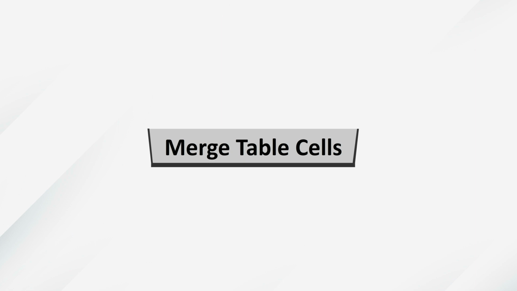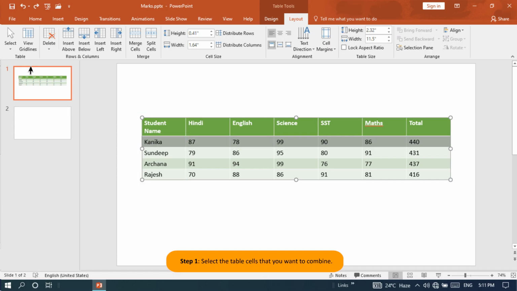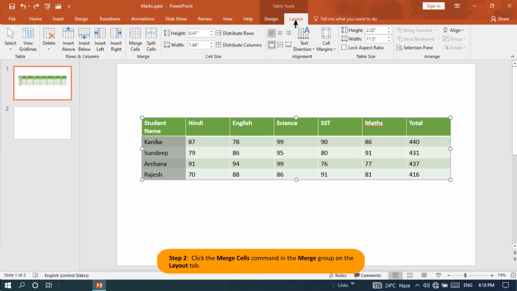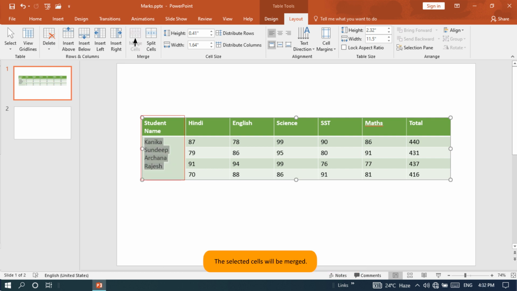Merge table cells. Step 1. Select the table cells that you want to combine. Step 2. Click the Merge Cells command in the Merge group on the Layout tab. The selected cells will be merged.